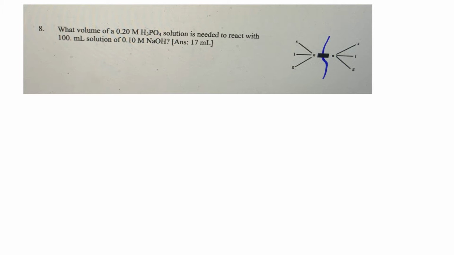Right, here's a good question. What volume of phosphoric acid is needed to react with sodium hydroxide? Okay, so we're reacting phosphoric acid with sodium hydroxide. That'll be a double replacement reaction, so the hydrogen will go with the OH. Hydrogen's positive, hydroxide's minus, so the charge is balanced and it's just HOH.